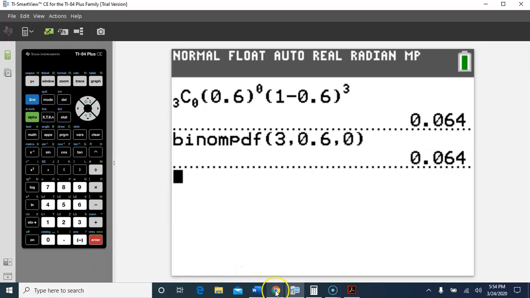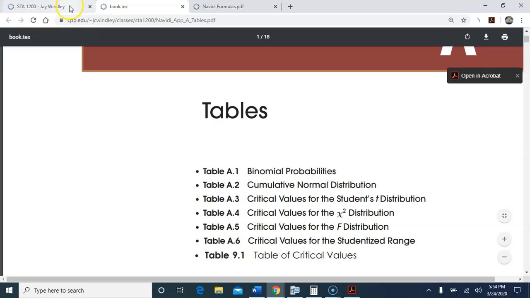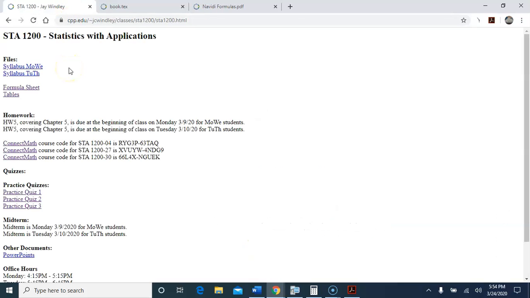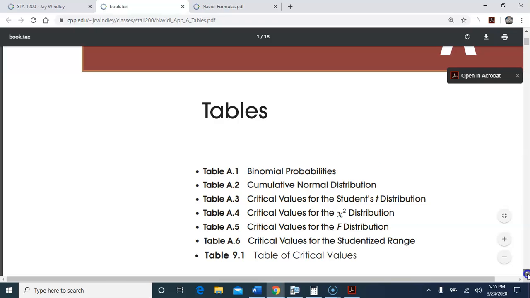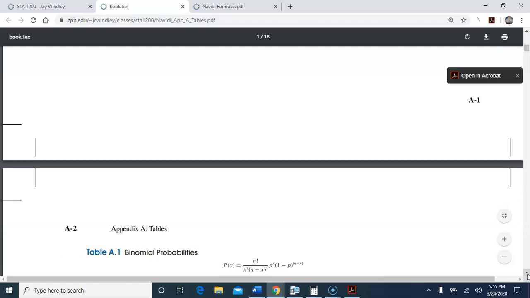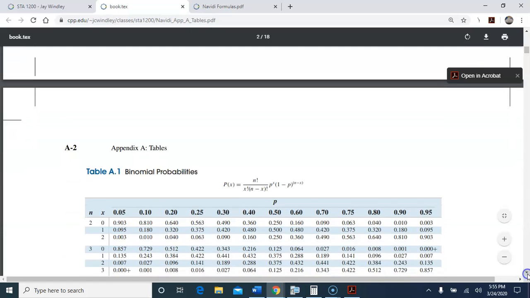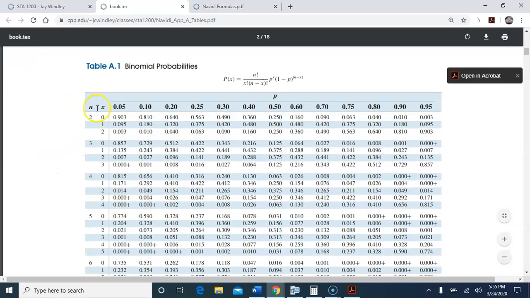Also, another way of getting this without using a calculator at all is on our class webpage, there's a link to tables for our textbook. If you click on that, it brings up these tables. The very first part of this table is binomial probabilities. In our particular problem, we have 3 trials, so we want to be on this part of the table right here for n equals 3. This is the only part of the table we want to look at.